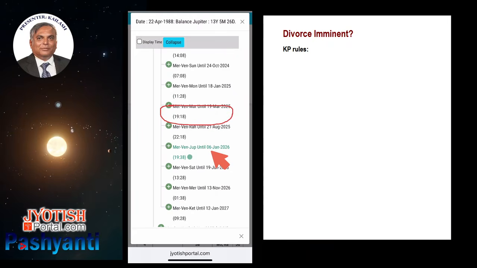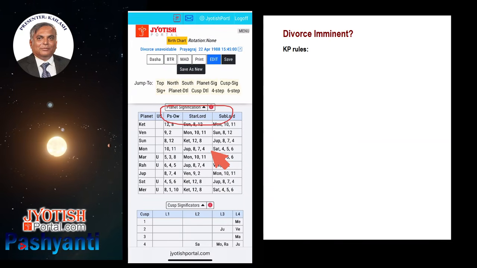So let's close this. And now if you look at Venus, like I mentioned, Venus is the Karak. Venus is also the Karak for marriage. So any negative influence on Venus is very sensitive.